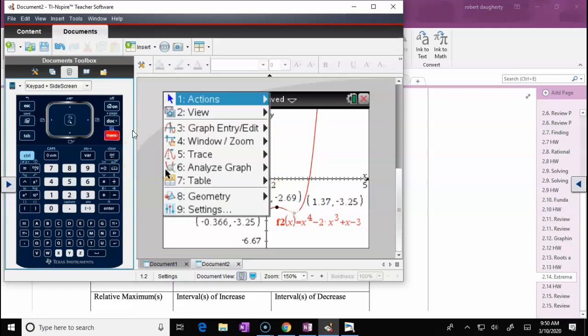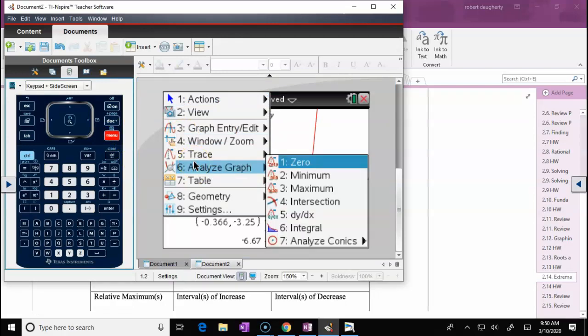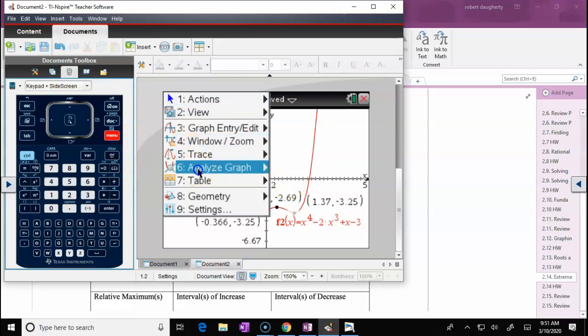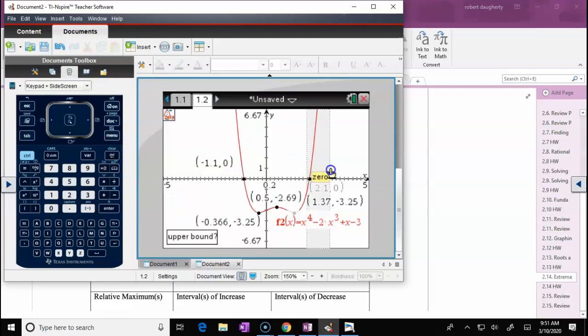Okay. I could go menu, analyze graph. What do you think I would do to find the x-intercepts? Which of these choices? I would pick a zero because that's what this is right here. So there's a zero at -1, 0, and then menu, analyze graph. The other zero would be right here at 2.1, 0.